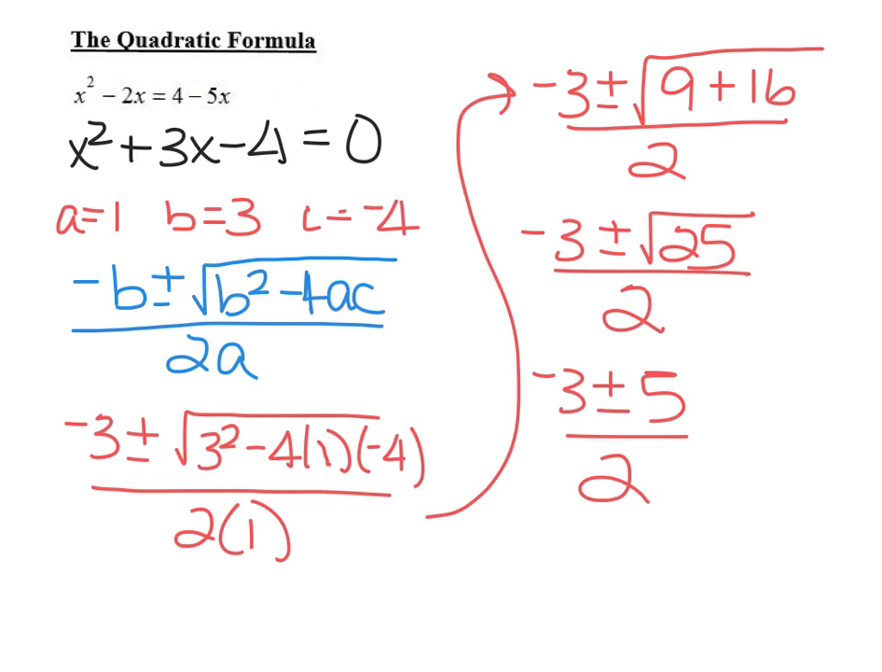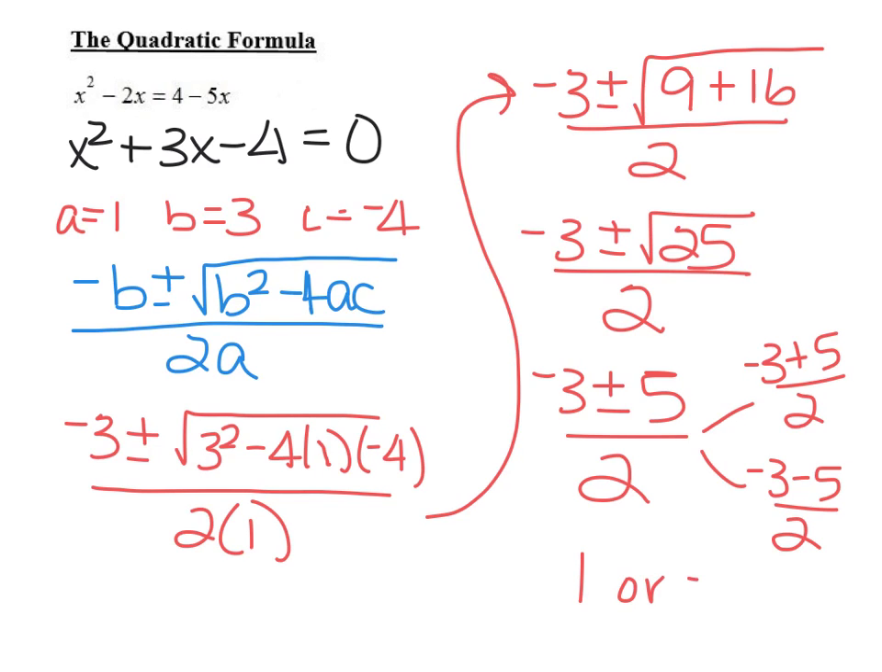And then there's two solutions here. It's going to be negative 3 plus 5 over 2, and then negative 3 minus 5 over 2. And so the negative 3 plus 5 over 2, that simplifies to 1. And then the negative 3 minus 5 over 2 becomes negative 8 over 2, which is negative 4.